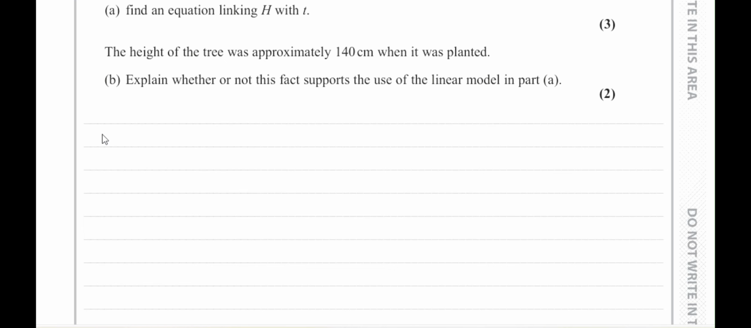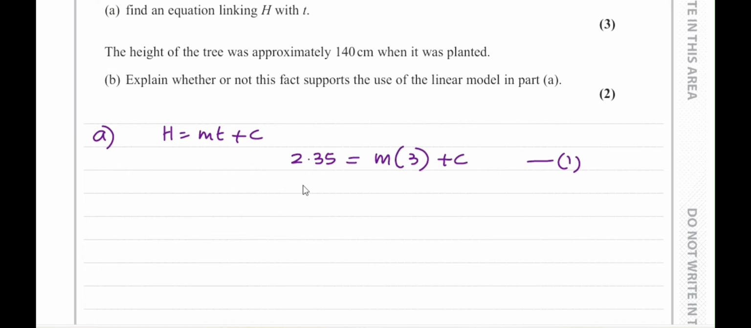A linear model is the key for us, so we will write h is equal to mt plus c. Now, using the information in the question, we will write two simultaneous equations. So height, that is 2.35 meters, is equal to m bracket 3 years after planting plus c. Let's call this equation 1. Then height was 3.28 meters 6 years after planting, so m times 6 plus c. Let's call this equation 2.